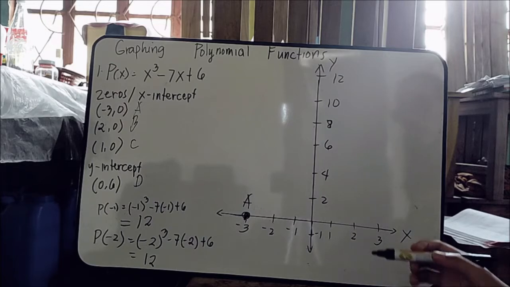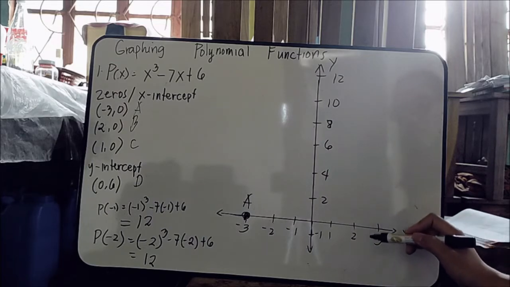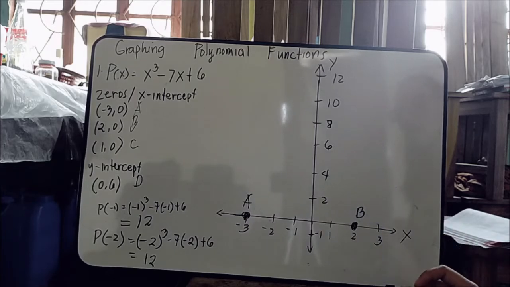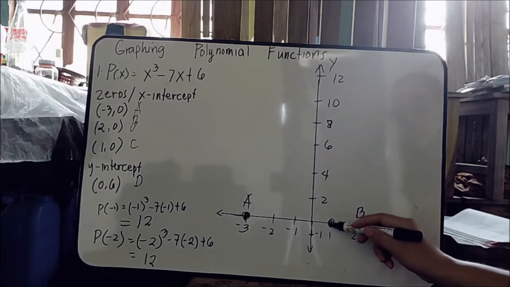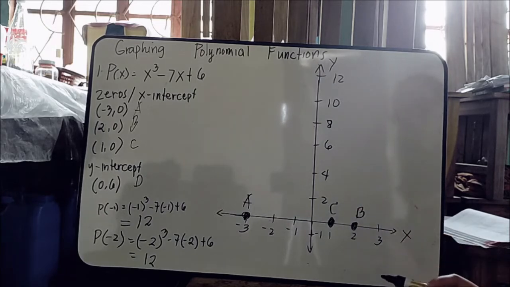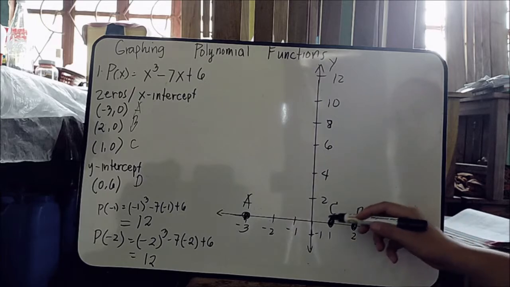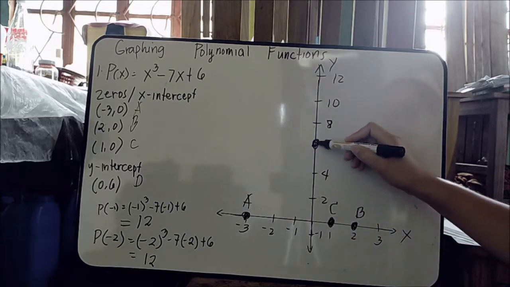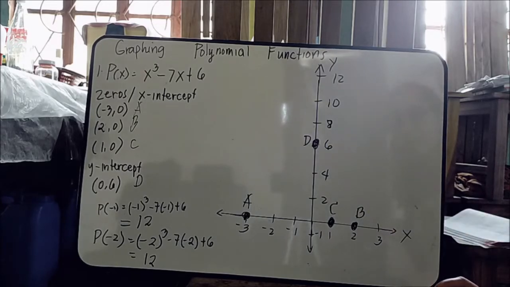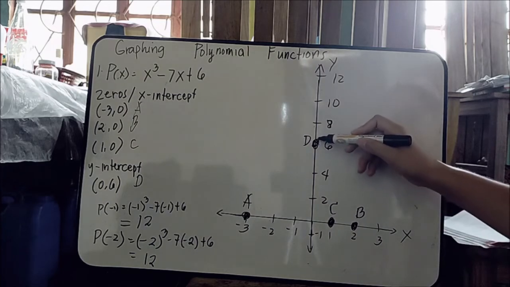And 2, 0 is on the right side of the x-axis. So this is point B. And point C is 1, 0, that is also on the right side of the x-axis, and our y-intercept is 0, 6, so it's on the y-axis. Okay, so we can already have the turning points here.